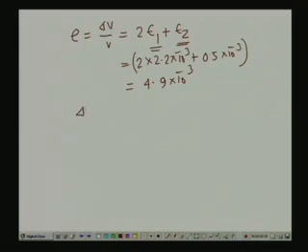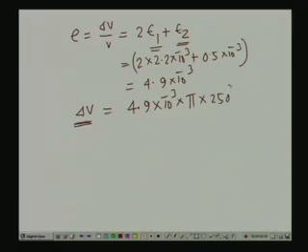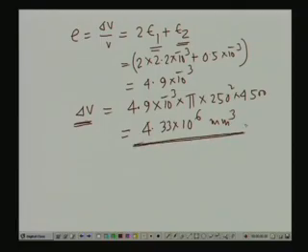So, the change in volume delta V, which we have to evaluate, is 4.9 into 10 to the power minus 3 into the original volume, which is pi into 250 square into 4500. Consequently, this gives us a value of 4.33 into 10 to the power 6 millimeter cube. This is the change in the volume delta V. So, the cylindrical container which was subjected to a pressure of 8.25 megapascal is undergoing a change in volume of 4.33 into 10 to the power 6 millimeter cube.